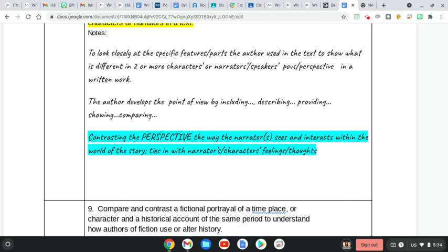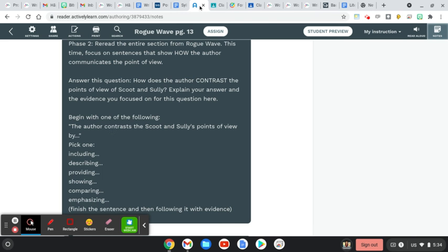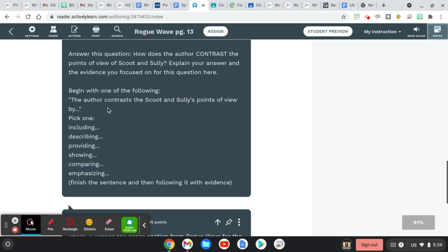In the case of this piece, it does in fact tie into the narration when we look at the contrast between the characters of Scoot and Solly and their perspective, the way they are seeing the world in the story. So keep that in mind as you answer this phase. In addition to that, with this phase, I'm asking you to use one of the following sentence starters. The author contrasts the perspectives of Scoot and Solly by, and then pick one of these words to finish that sentence off: including what, describing what, providing what, showing what, comparing what, or emphasizing what.